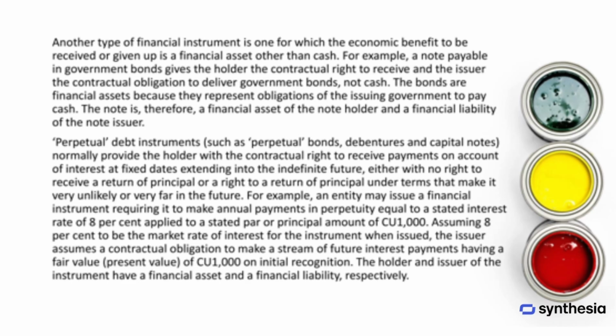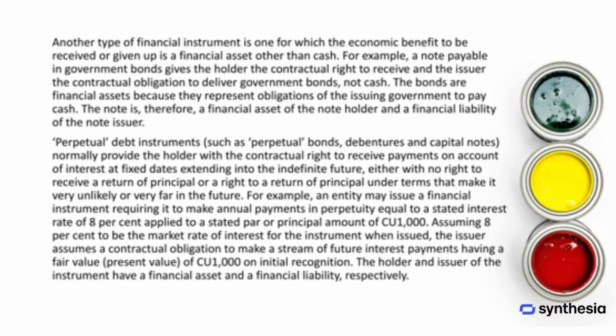Perpetual debt instruments, such as perpetual bonds, debentures, or capital notes, typically give the holder the contractual right to receive interest payments at fixed dates extending indefinitely into the future. These instruments may have no right to receive a return of principal, or the principal repayment may be highly unlikely or scheduled far in the future.